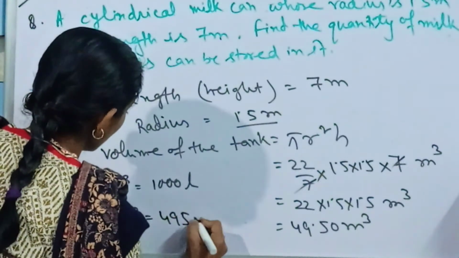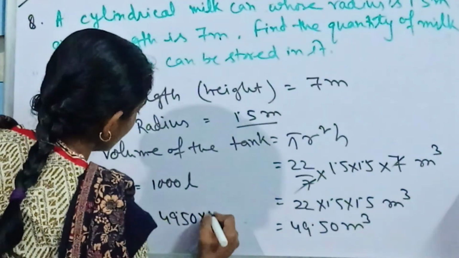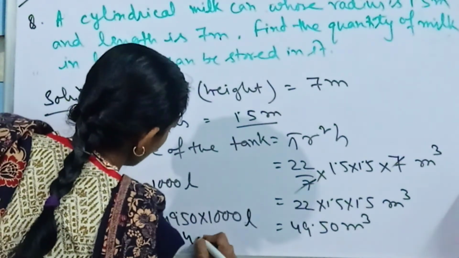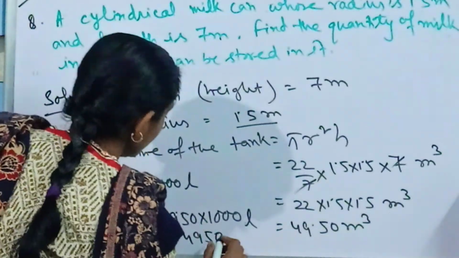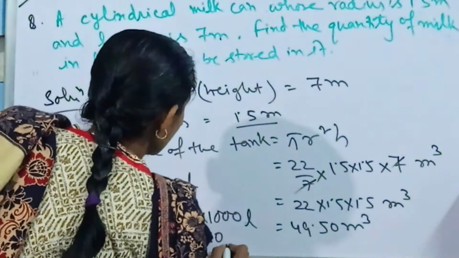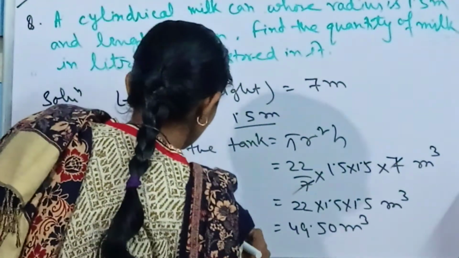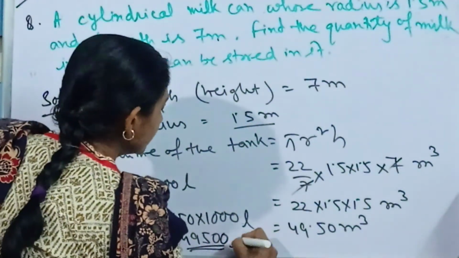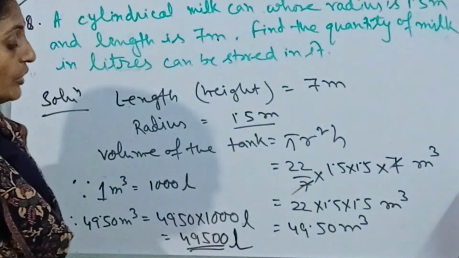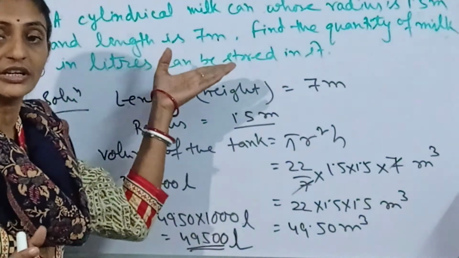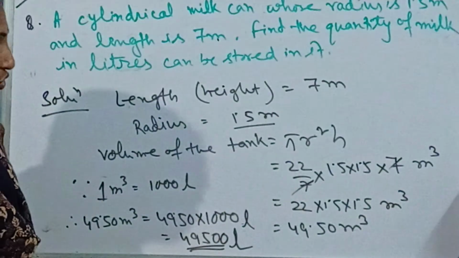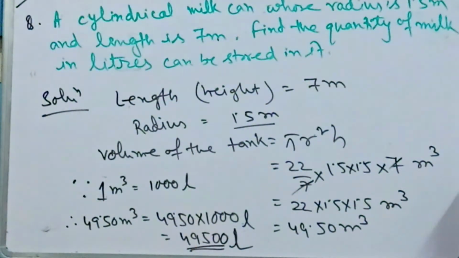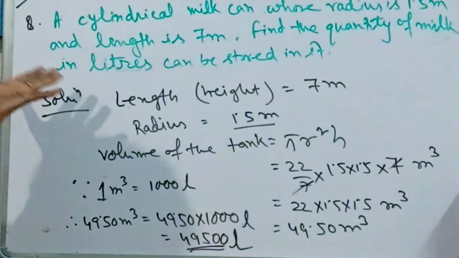So 49.50 into 1000 liter. So it will be 4950 and another zero, so 49,500 liter. That will be the total capacity of this cylindrical tank. So in this question we have got the answer 49,500 liter. That is the capacity of this tank.